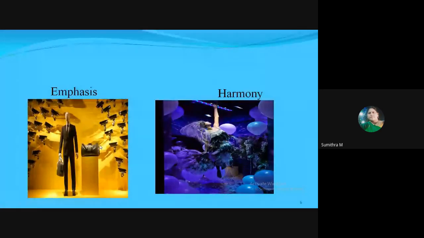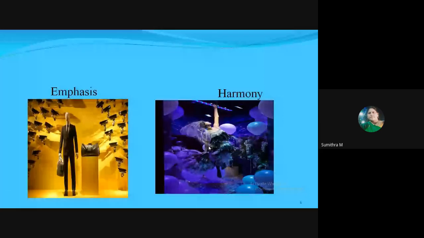And this one is harmony. In this, a dummy is hanging from the ceiling. Wires are arranged to hold the dummy and the garment is placed. Harmony means unity. Unity, that means these balloons. See, many types of balloons they have used. These balloons are going to enhance the product, and the same color is used to attract the customers.